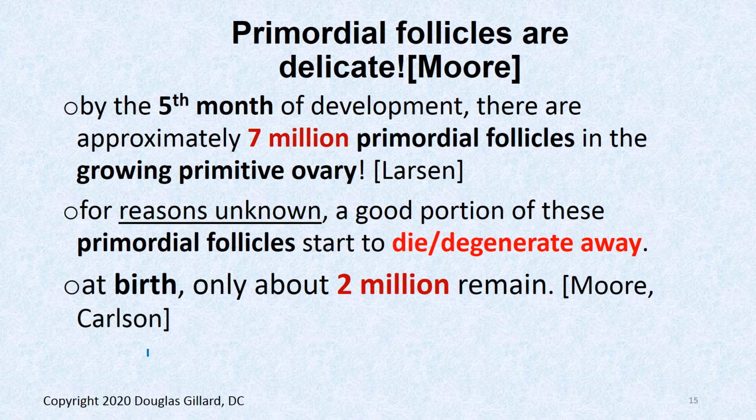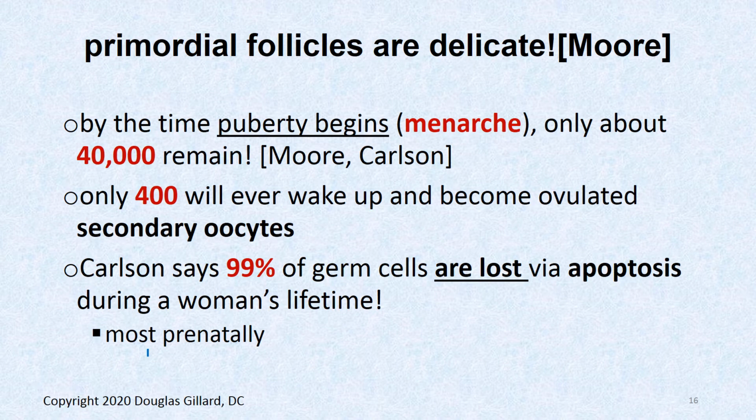In fact, by the time you get from month 5 to month 9 and you're born, you lose way over half. You're down to only 2 million. So you've lost the majority of them just through development, and we don't quite understand what the deal is with that. And then even more of them die.